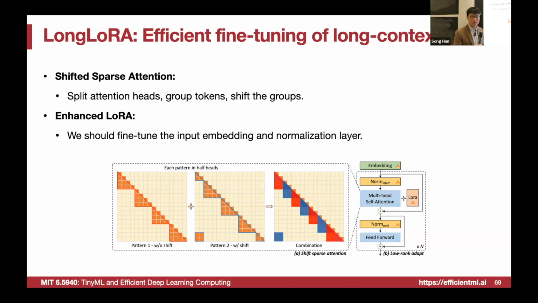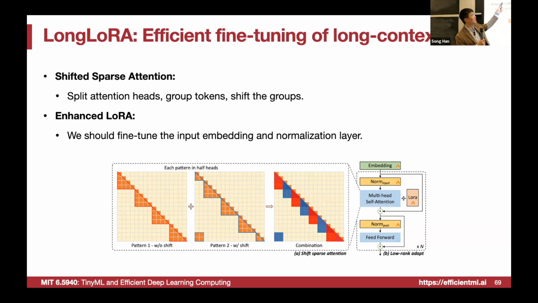So how do we enforce the information flow? For the second part of the heads, we can shift the groups by half. Initially we have 1, 2, 3, 4 as a group. Now we have 3, 4, 5, 6 as one group, and then 7, 8, 9, 10 as one group. We have shifted by half of the group. In this way, we have two patterns of attention, and we repeat them so that the information can flow between all the groups, all the tokens.